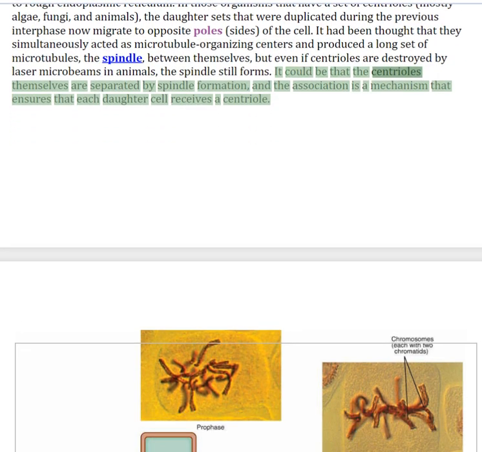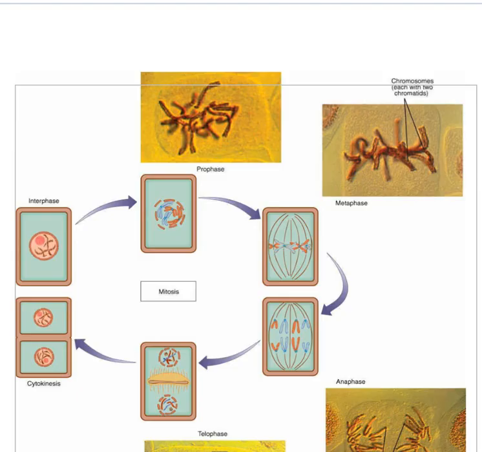It could be that the centrioles themselves are separated by spindle formation, and the association is a mechanism that ensures that each daughter cell receives a centriole. Figure 4.14 During mitotic nuclear division, one chromatid from each chromosome is pulled to one end of the cell, and the other chromatid of each chromosome goes to the other end. Details are given in the text.